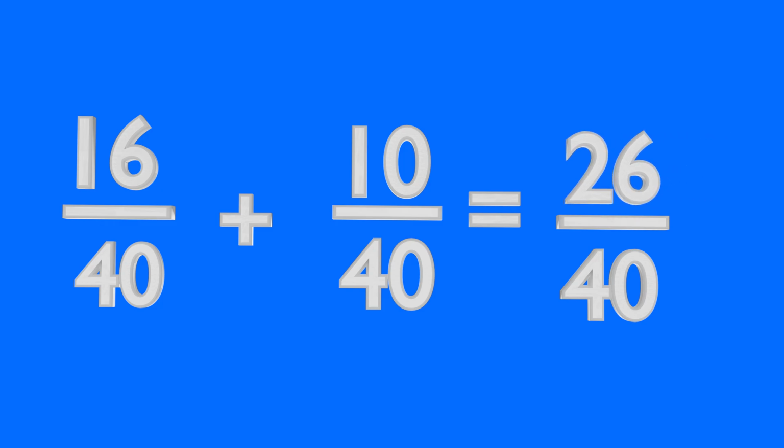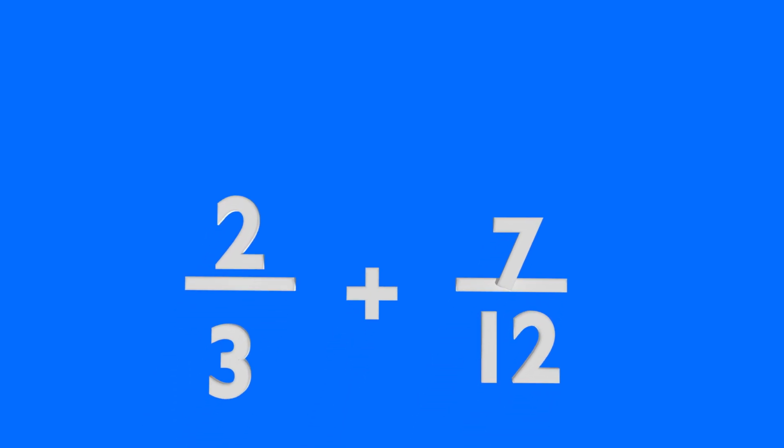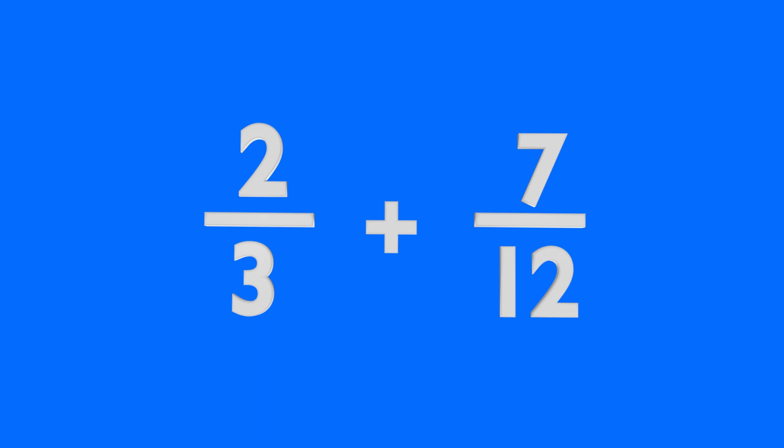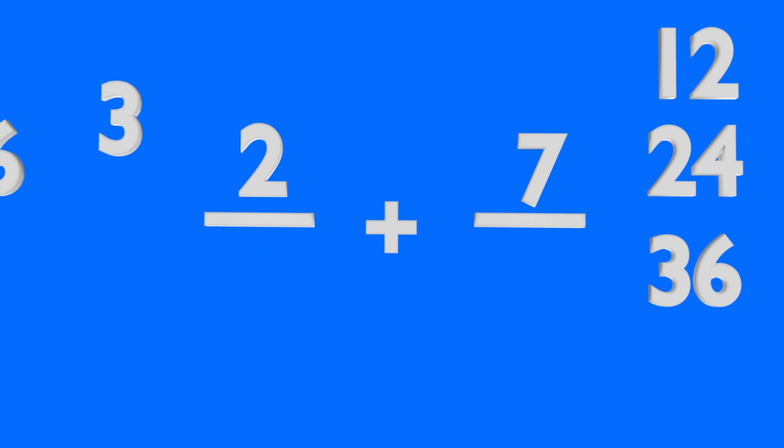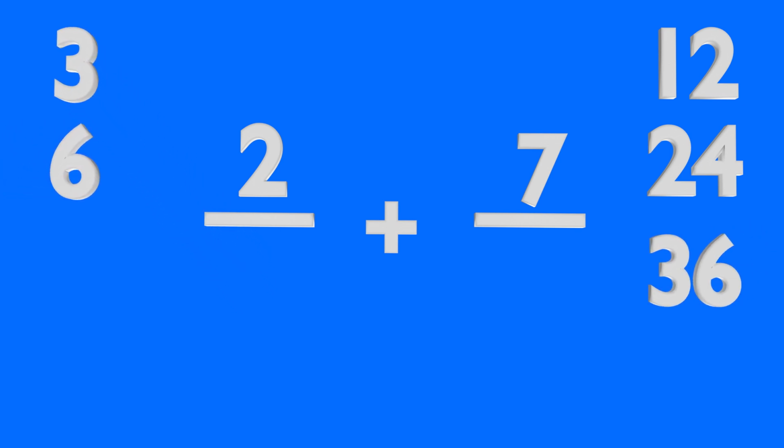Let's try another example. 2 over 3 plus 7 over 12. So all the factors of 12, 12, 24, 36. Now let's find factors of 3, 3, 6, 9, 12, and we see a common factor is a 12. So even though that was the original denominator, it counts as a factor.